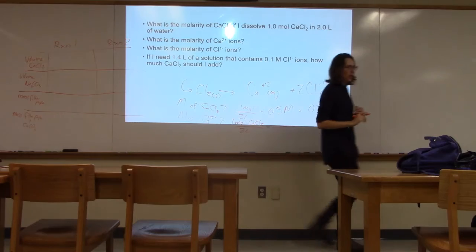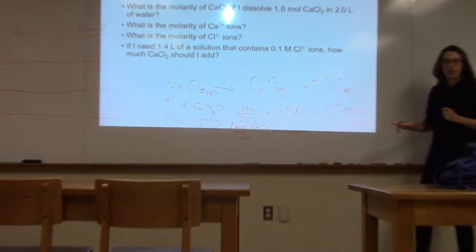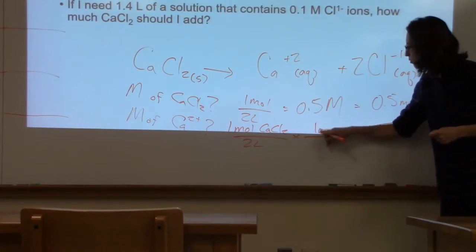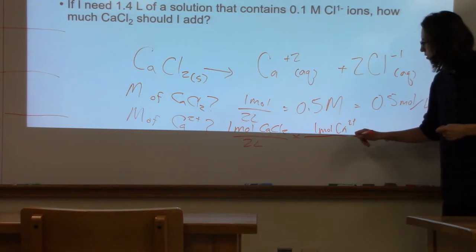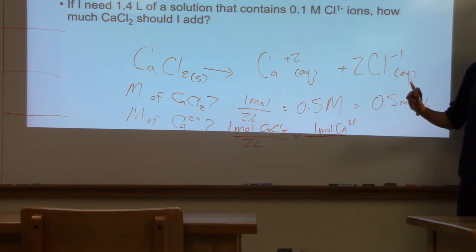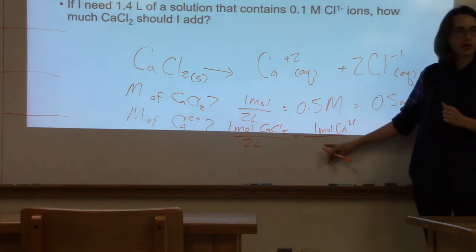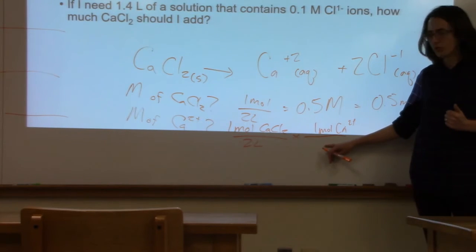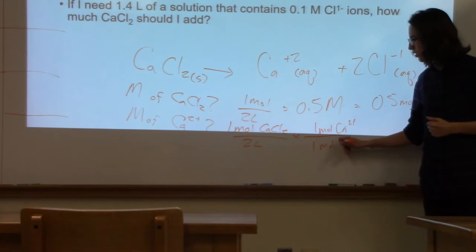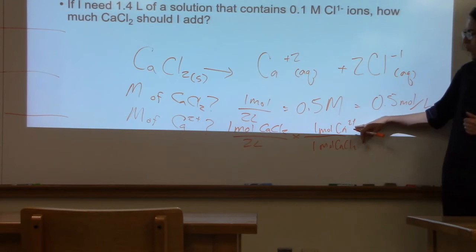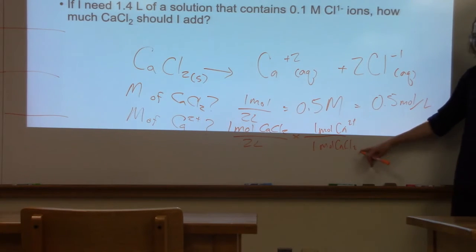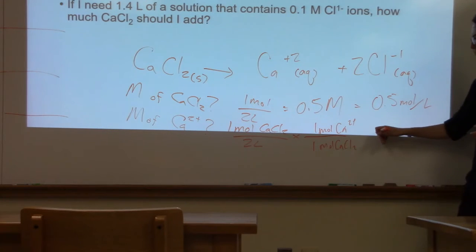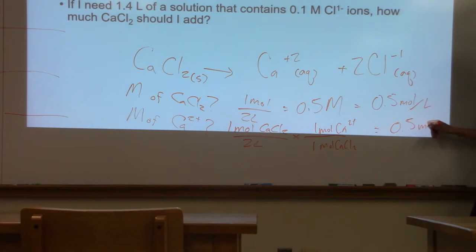times, what do I have to multiply by to get to a mole of Ca? Over the molar mass, is it? No, what do I want to cancel on the bottom here? CaCl2. 1 mole CaCl2. Because there's 1 mole of calcium ions released for every 1 mole of calcium chloride, that equals still 0.5 moles per liter.